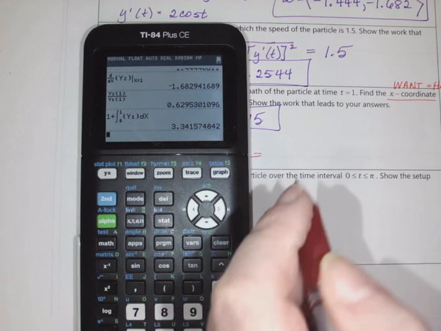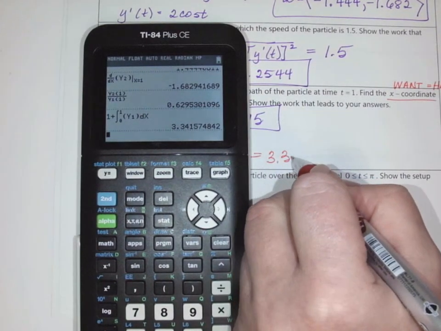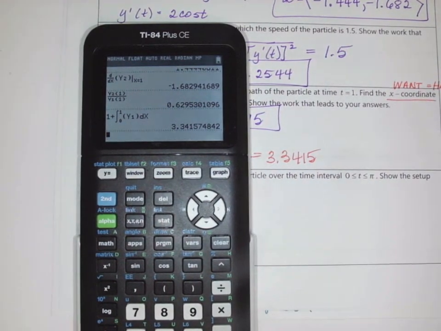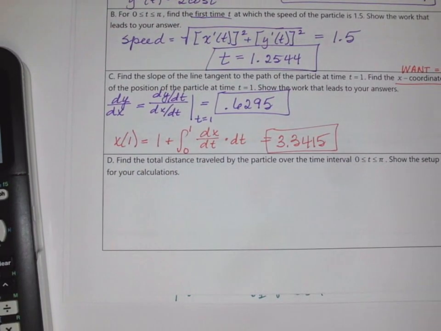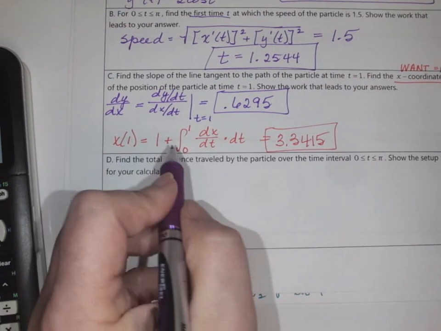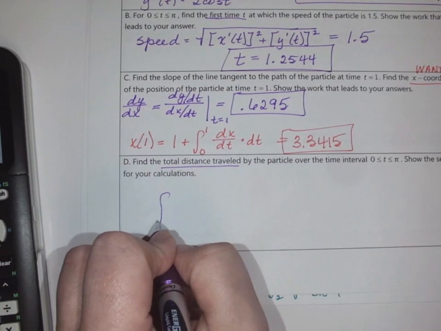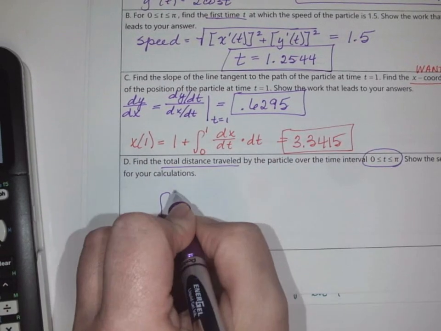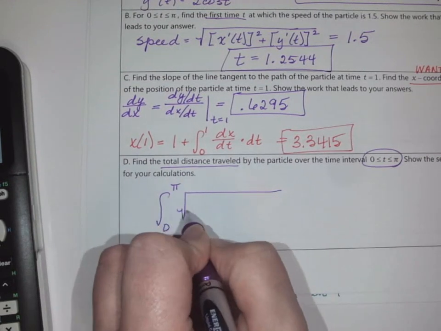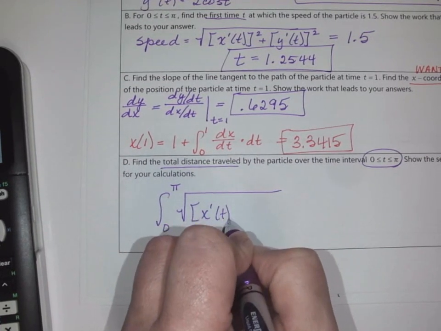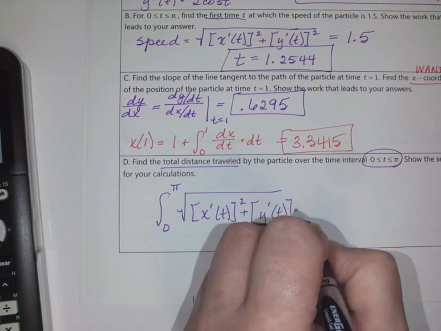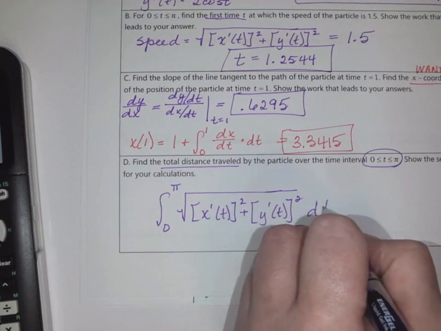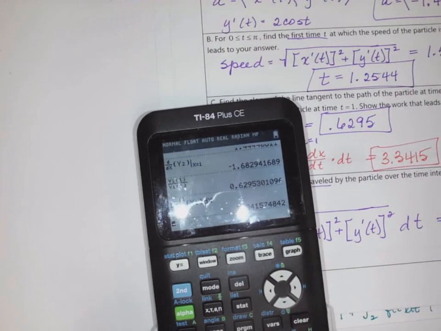Could you see that? I hope you can. 3.3415. Okay. So those were the two things that we asked for there. And then the last thing it says, find the total distance traveled by the particle over the time interval from 0 to 5. So remember total distance traveled is going to be the integral of speed. So we're going from 0 to pi. And so it'll be the square root of x prime of t quantity squared plus y prime of t quantity squared dt. And so then we can just go into our calculator.